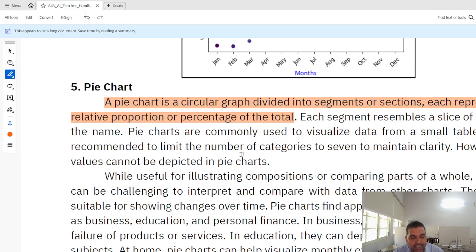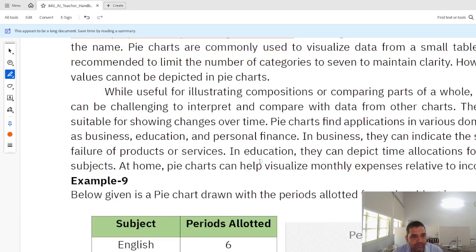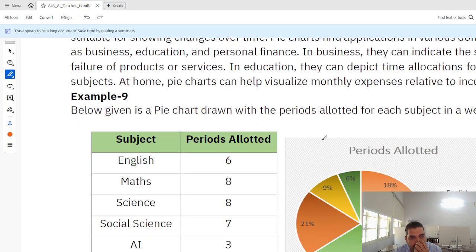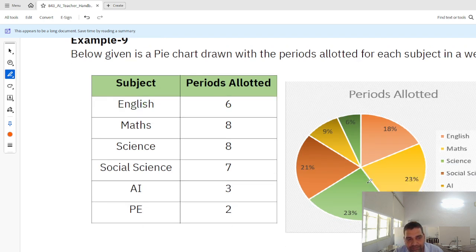It is meant to limit the number of categories to 7, to maintain the clarity. If the categories are more than 7, don't use a pie chart. Zero values cannot be depicted in the pie chart, so don't use zero values. Here you see, below given is a pie chart of the periods of every subject in a week. For English 6 periods, maths 8 periods, science 8, social science 7, AI 3, and physical education 2. So these are the periods allotted, and this is the pie diagram for that.